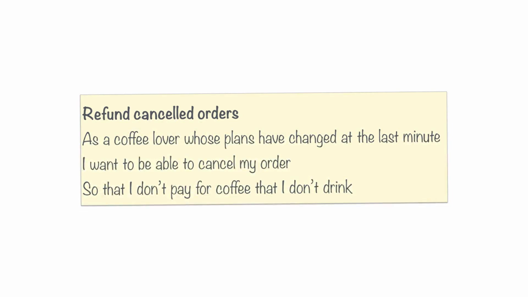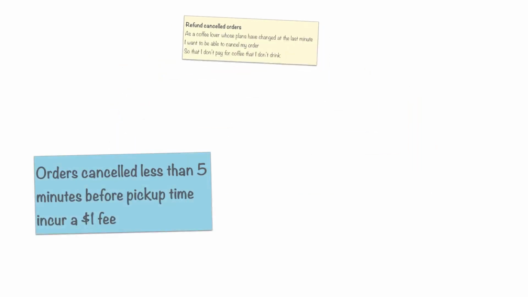In example mapping, we use coloured index cards to represent these concepts. We start with a yellow card, which represents a story. A refund story might look like this. As a coffee lover whose plans have changed at the last moment, I want to be able to cancel my order so that I don't pay for a coffee that I don't drink. We put the story at the top of the board.